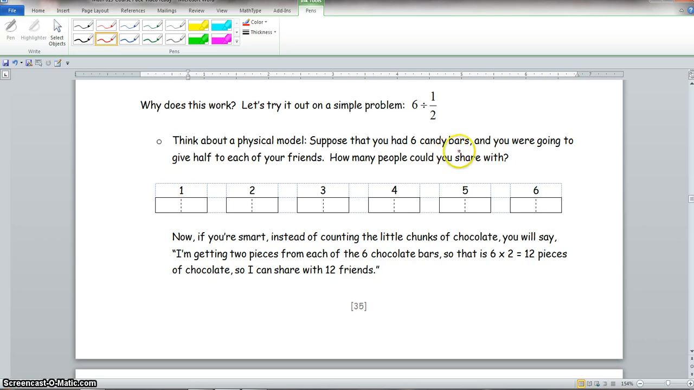Suppose that you had 6 candy bars and you were going to give half to each of your friends. How many people could you share with? So we know that would give us 2, 4, 6, 8, 10, 12. That would give us 12 people we could share with from the 6 candy bars that we broke in half. Now, if you're smart, instead of counting the little chunks of chocolate, you would say, I'm getting 2 pieces for each of the 6 chocolate bars. So that is 6 times 2 is 12 pieces of chocolate. So I could share with 12 friends.